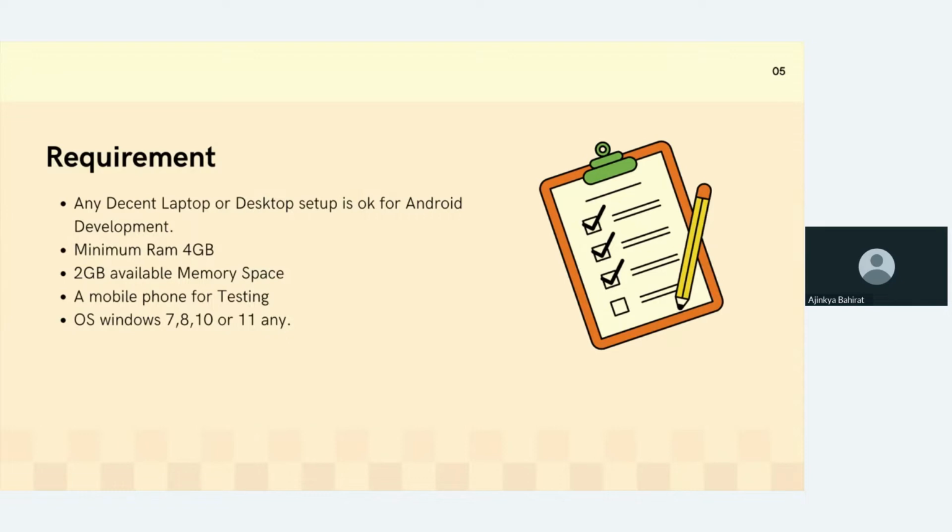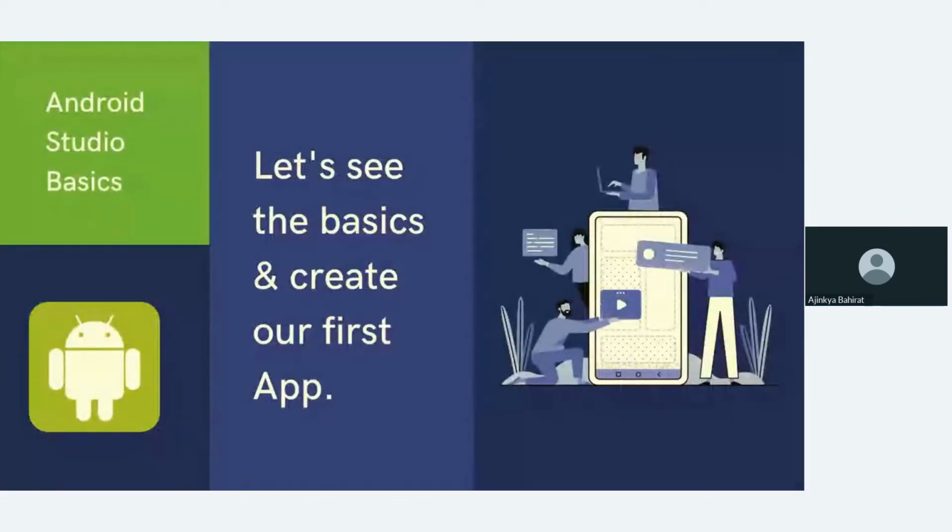And the OS can be anything, that is 7, 8, 10, or 11. Most commonly it is 10 or 11 nowadays. If you have the older versions like 7 or 8, it will also be okay, as Android Studio is also available for these operating systems. Okay, so after that, let's talk about the Android Studio basics, and let's go and build our first application.